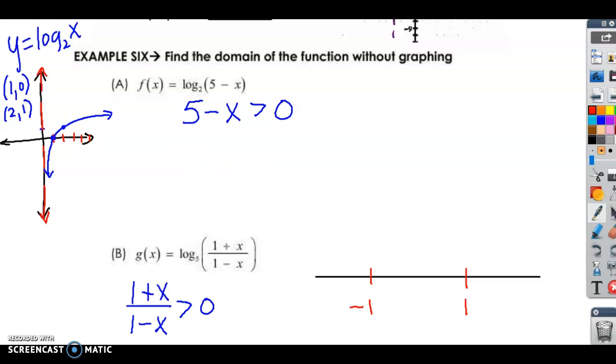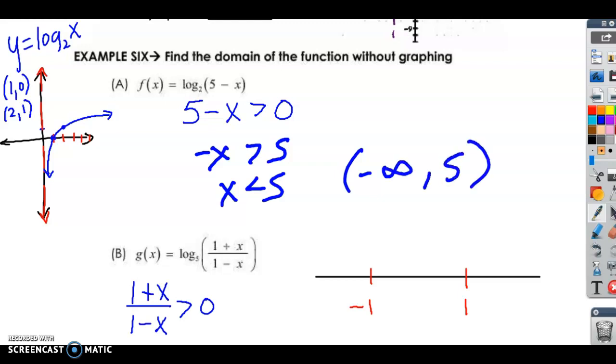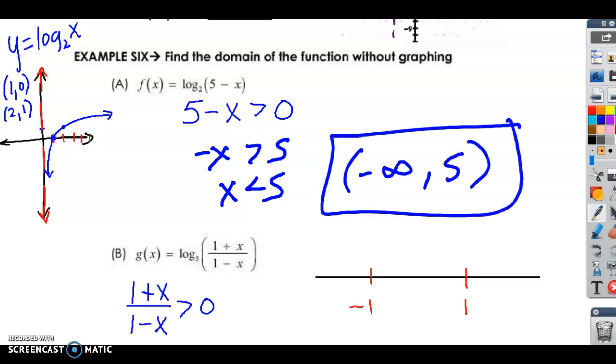However, we've got a shift going on here. So if I just solve here and say -x is greater than 5, that makes x less than 5. That means that now our graph is on the other side of that asymptote. It's going to be from -infinity, and we have a new asymptote at 5. So there we go. There's your domain.